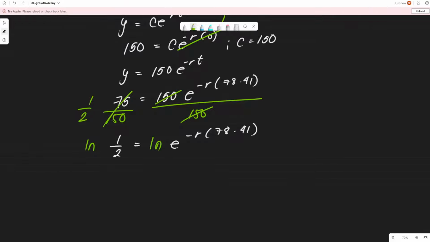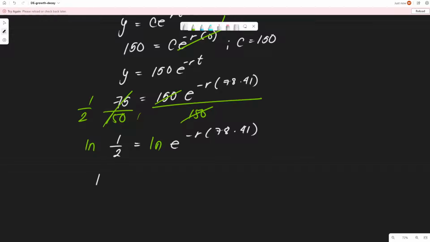Okay, ln of e is equal to 1. So, using properties of natural logarithms, previously, when you have a numerical coefficient of ln, you make it an exponent of the internal function. Now it is reversed: the exponent of e, you make it the numerical coefficient of the natural logarithm.